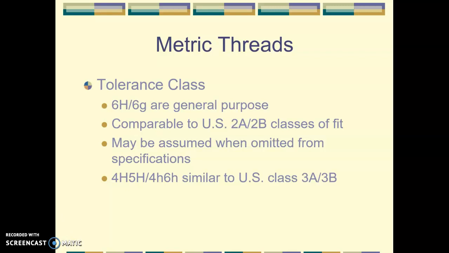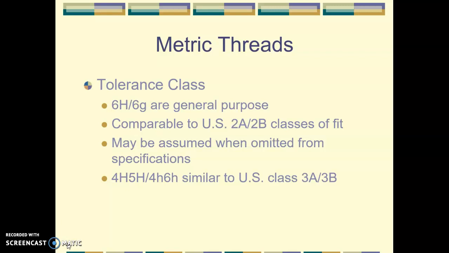So it looks like there's also E, F, G, and H, but G and H are the most common, and the capitalization or lack of capitalization indicates external or internal. Internal threads are capitalized, external threads are lowercase. There are also 3, 4, 5, 6, 7, 8, and 9 when it comes to class of fit, but 6 is the default standard class of fit. So 6H is the most common internal thread size, and 6G is the most common external thread size in the metric system.